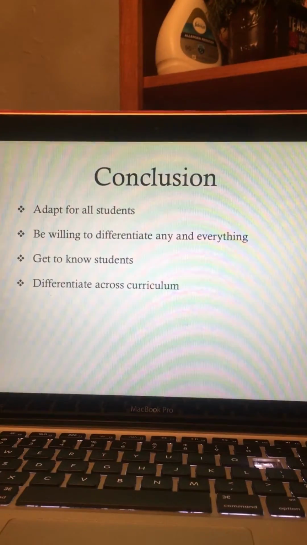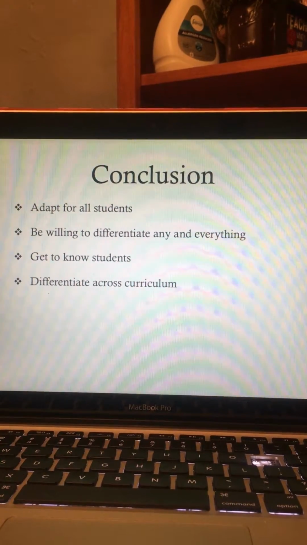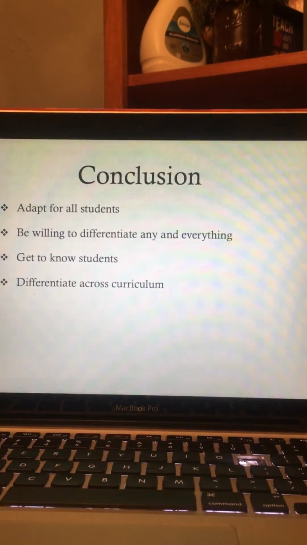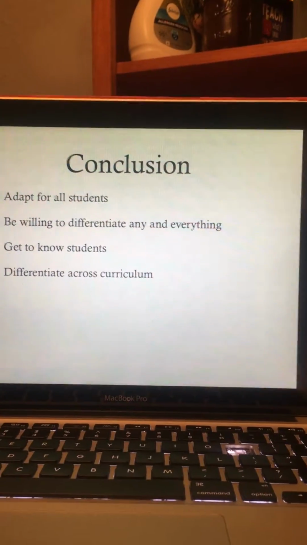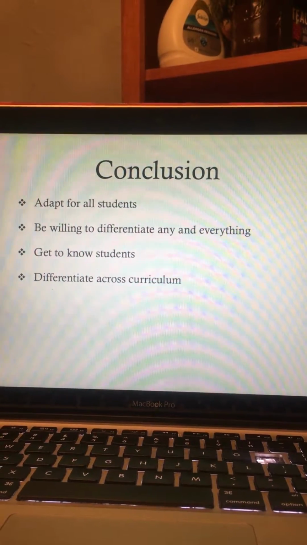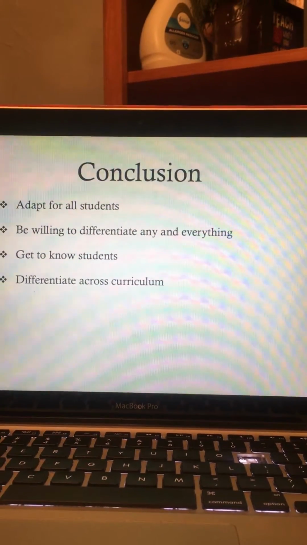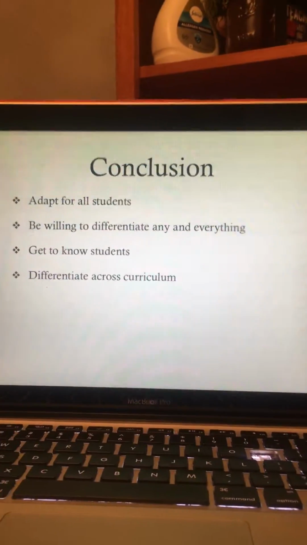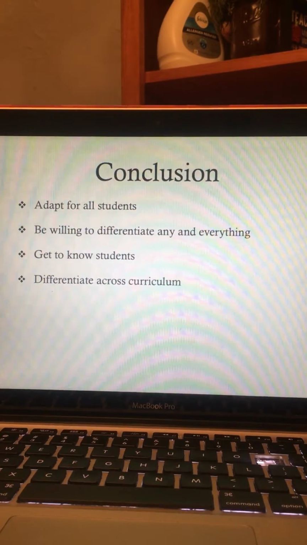Another key thing that I've known for a long time, but it's still very, very important, is to get to know your students. Build relationships with your students so they feel like you care. There's nothing worse than having a teacher who is solely there to teach. You need that connection with your students, a professional connection with them, in order to help them learn and be successful. And also differentiate across the whole entire curriculum. Don't just differentiate lessons. Offer other ways for the students to be successful, such as the labels for Lily.